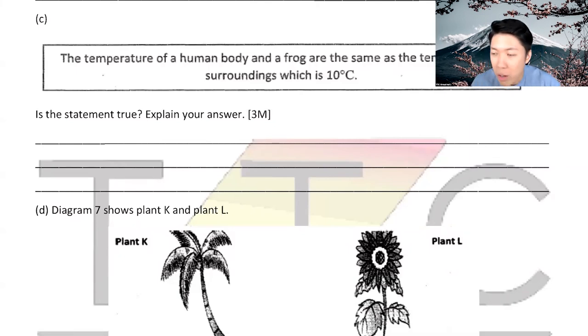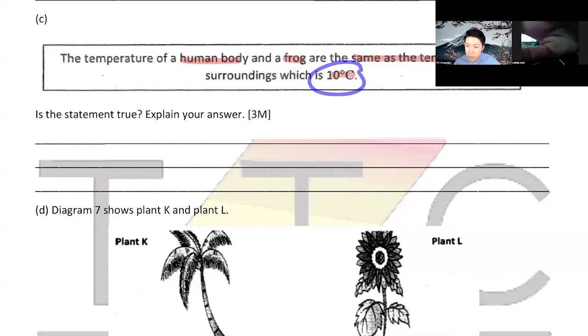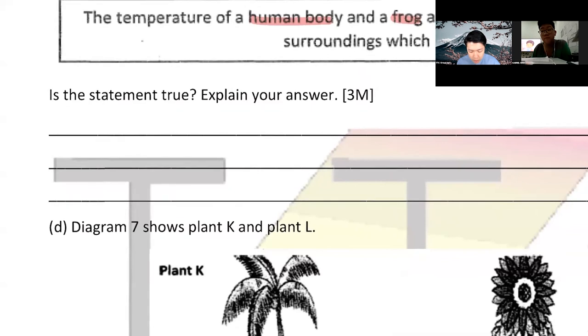Okay, is everyone done while I talk about stuff? Okay, right. Temperature of human body and a frog. Human and a frog are the same at the temperature of 10. At the temperature of 10, your body goes to 10, die already lah. So the question here is asking, is it a true statement? Ladies and gentlemen, for 3 marks, first, obviously, not true. Okay? So first one, not true.